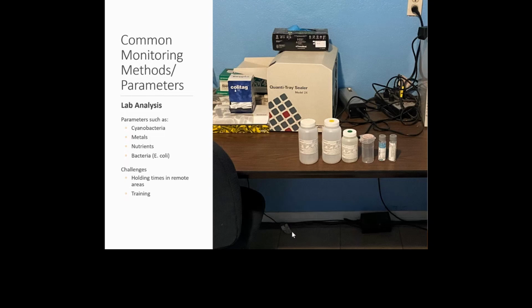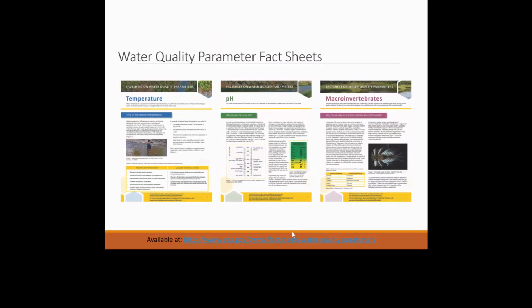Okay. And if you need more information about some of these common parameters, headquarters developed a couple of years ago these fact sheets that are available on our website about some of the more commonly monitored parameters like temperature, pH, macroinvertebrates here. And they discuss why we monitor that parameter, what factors can affect variation in that parameter, recommended criteria for that parameter, and tips for monitoring. So that's available online as well. I think Kelly, you're up.